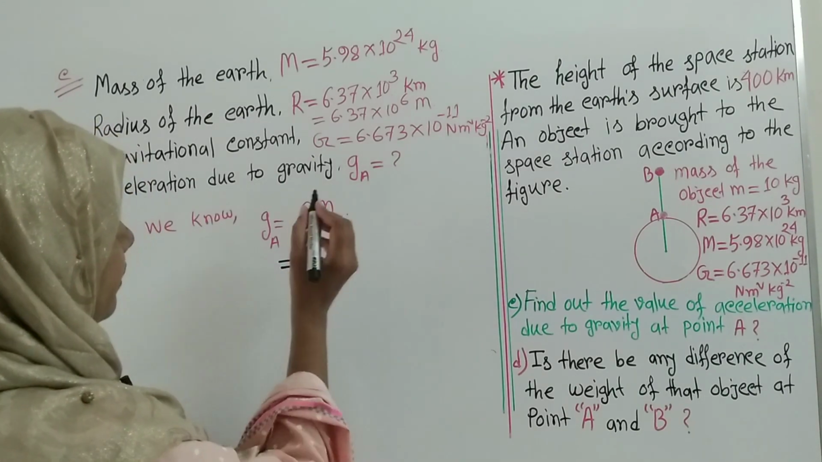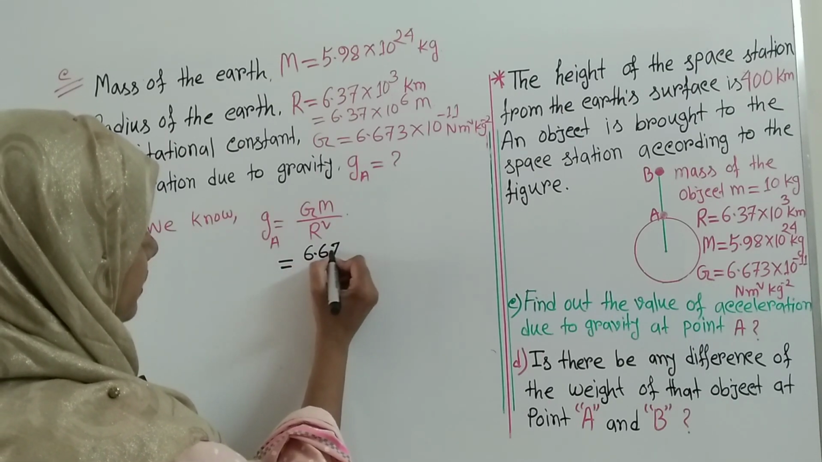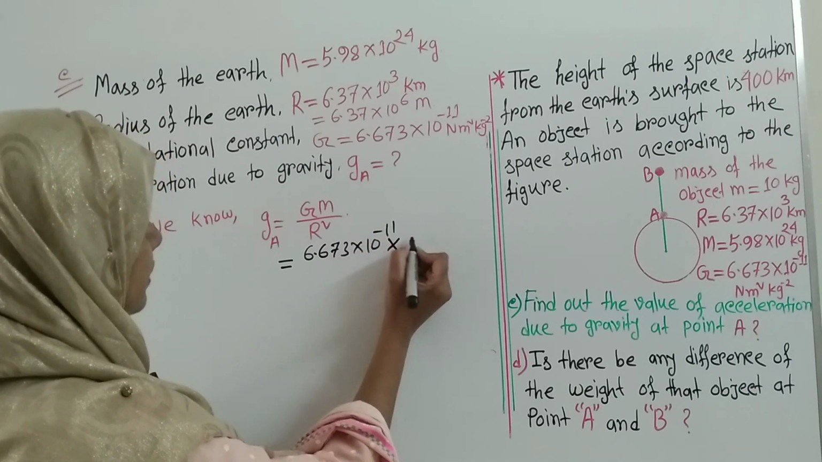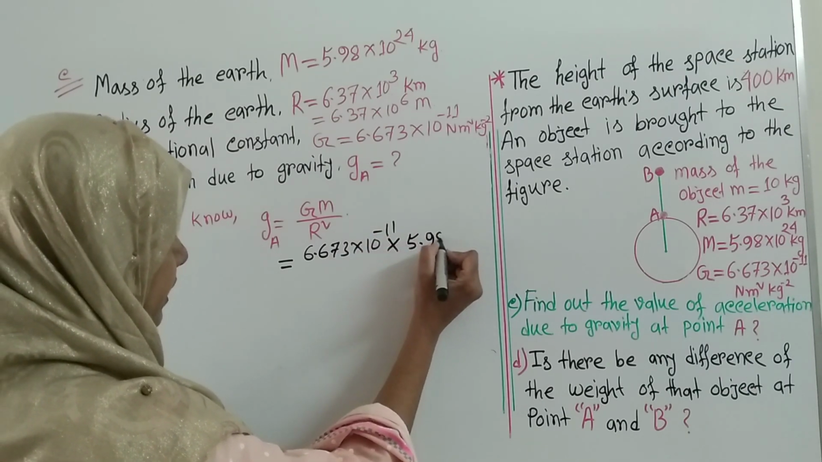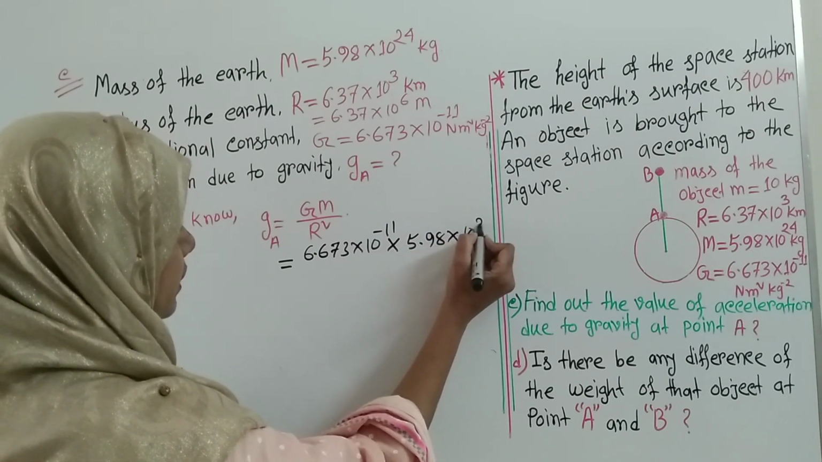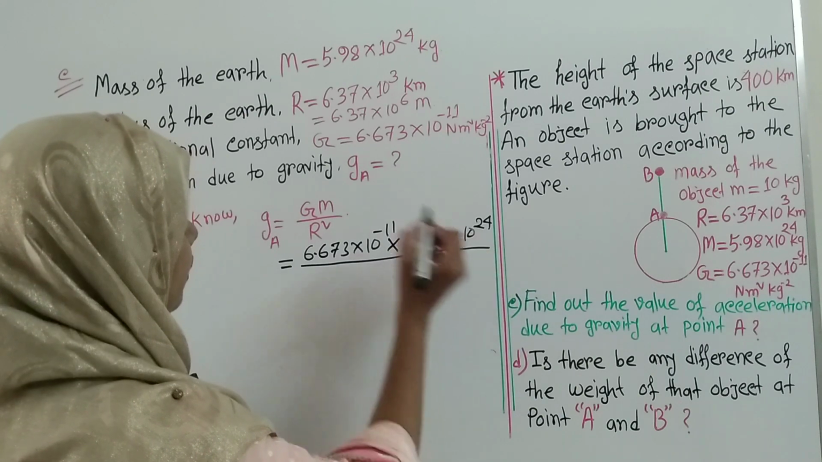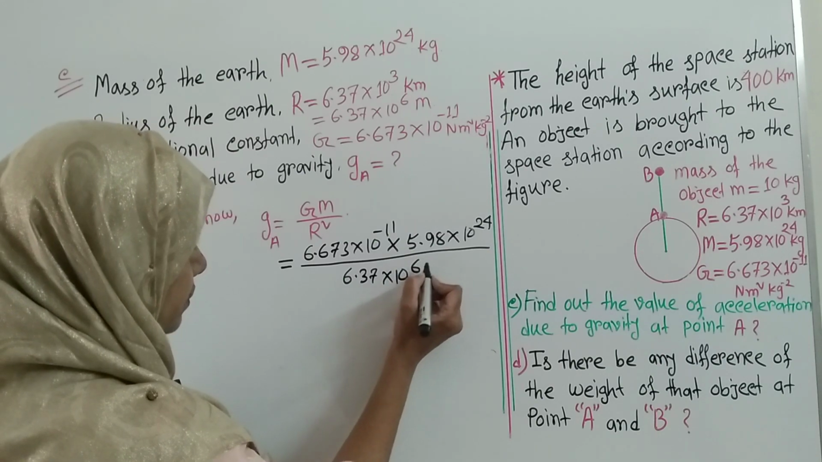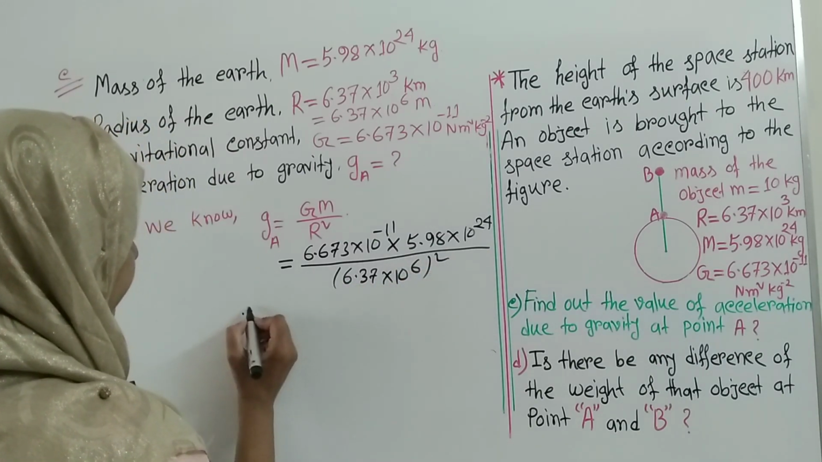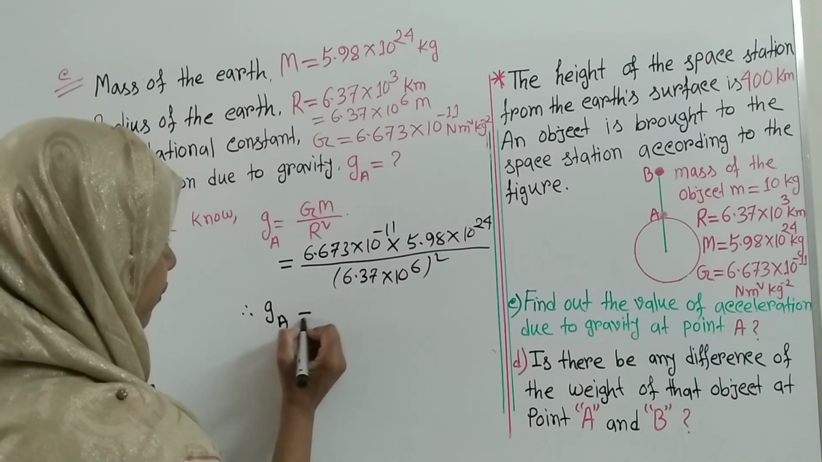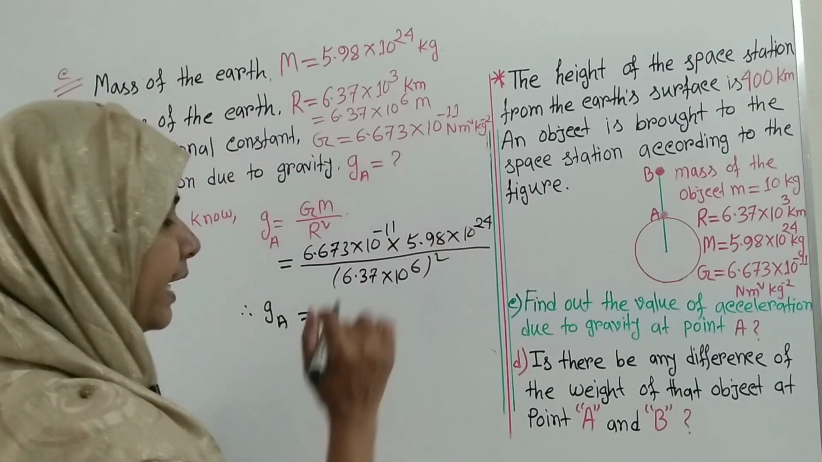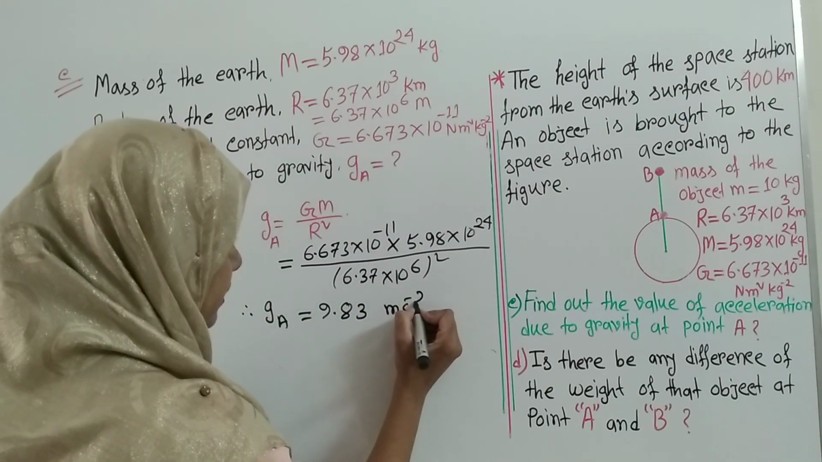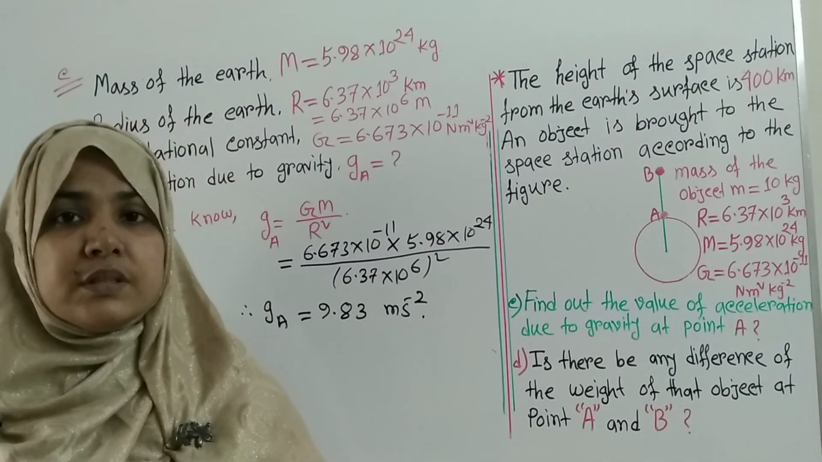You can see that the value of G is 6.673 into 10 to the power minus 11. The value of M is 5.98 into 10 to the power 24, and the value of R is 6.37 into 10 to the power 6, whole square. And after calculating it, you will get the value of acceleration due to gravity at point A is 9.83 meter per second square. And this is the answer of question C.